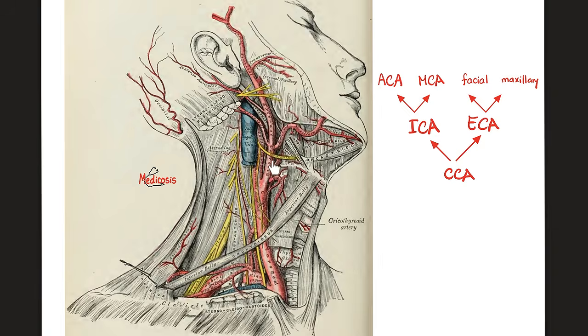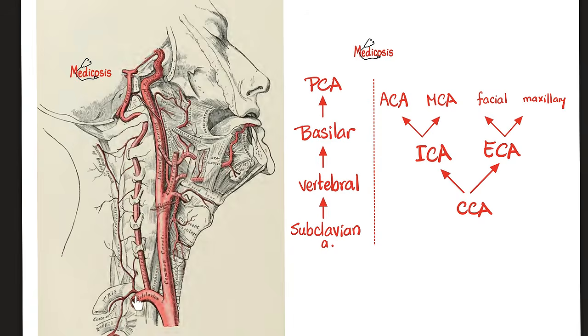The external carotid artery has 8 branches. I just want you to remember 2 for now. 1 internal, 1 external. The internal one is the deeper one. That's the maxillary artery. The more superficial one is the facial artery. This is the facial artery. From the subclavian artery, we see this vertebral artery.